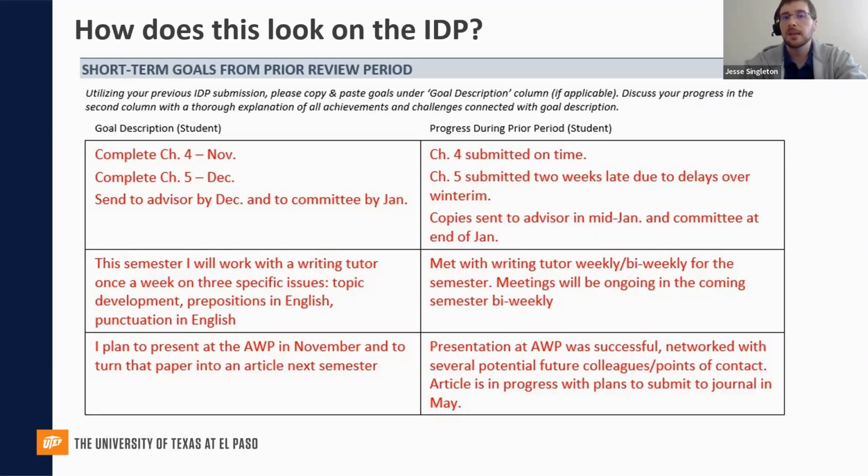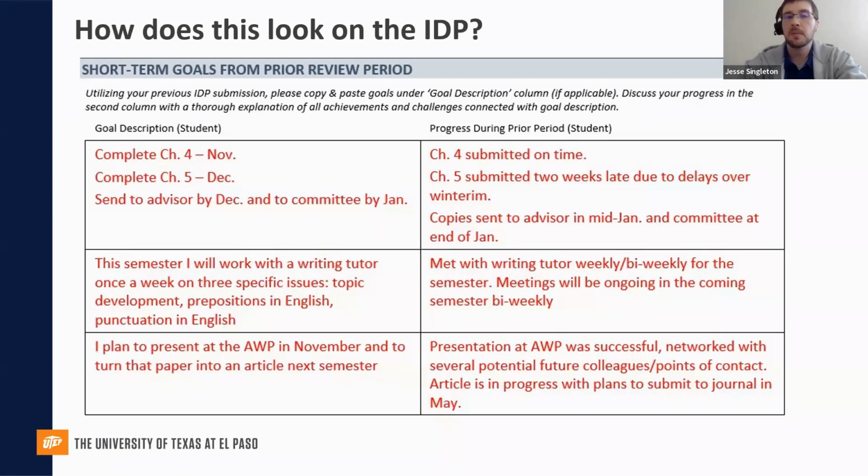And so it kind of tracks the progress, and it's open and honest, right? Chapter 4 was done on time. Chapter 5 was a bit late because there were some delays, and that happens. It's important to reflect and acknowledge that. And then it talks about submitting to the advisor. There's discussion of the learning development that's happened.